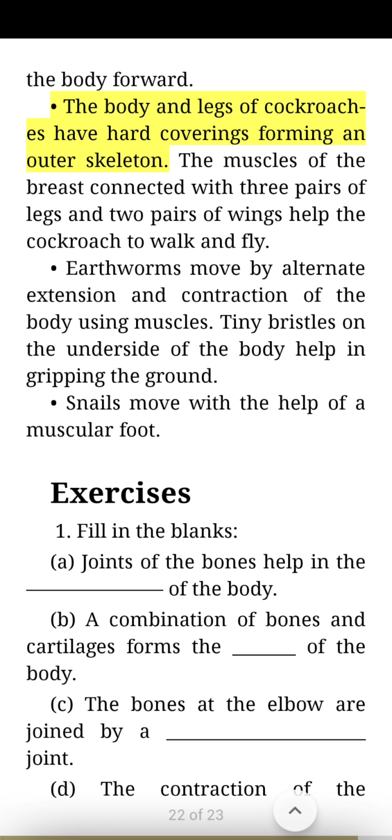The body and legs of cockroaches have hard coverings forming an outer skeleton. The muscles of the breast, connected with 3 pairs of legs and 2 pairs of wings, help the cockroach to walk and fly. Earthworms move by alternate extension and contraction of the body using muscles. Tiny bristles on the underside of the body help in gripping the ground. Snails move with the help of a muscular foot.